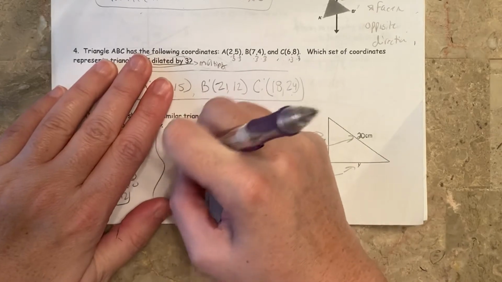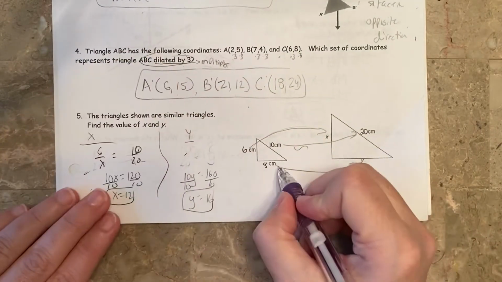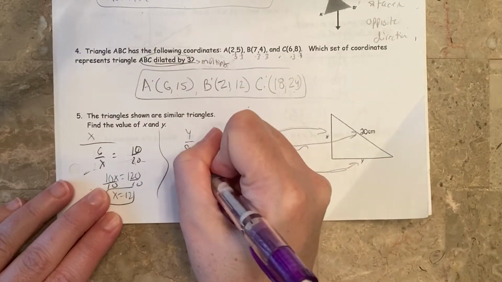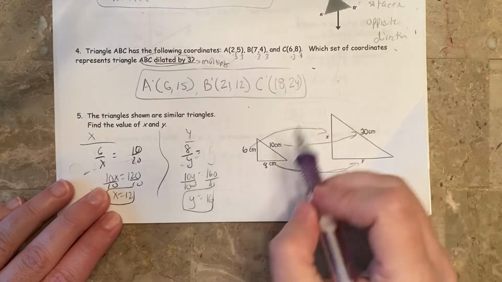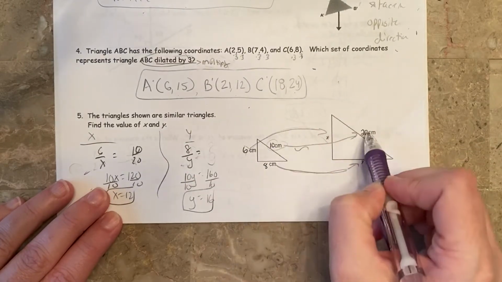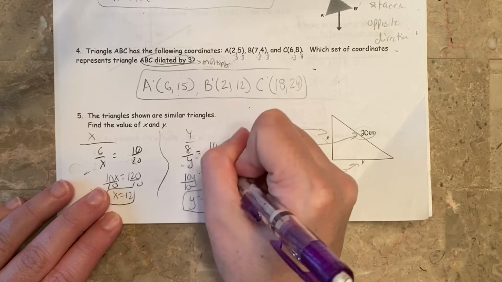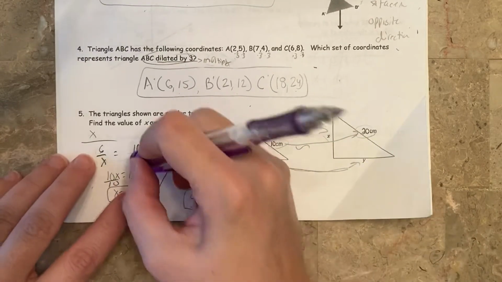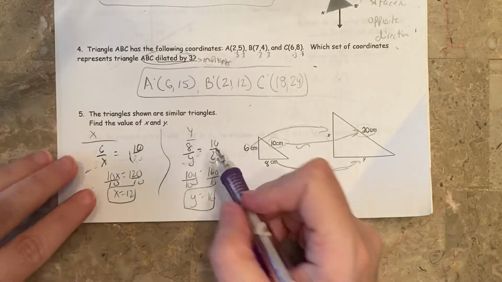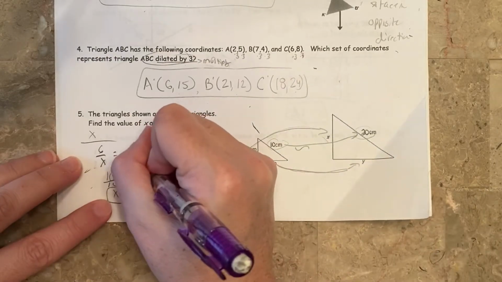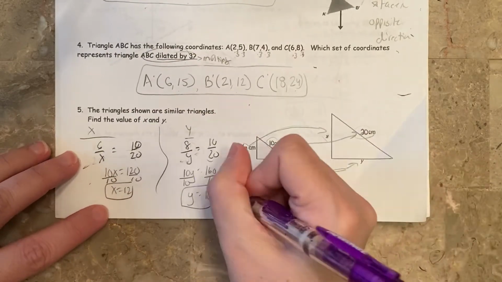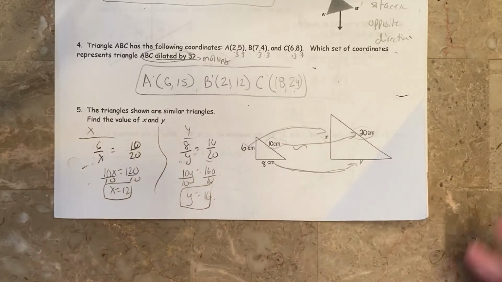And then for the second one, remember that you want to use the ones that have the y, so 8 over y. And then you have to use, so ignore the x's, the fractions or the corresponding sides that have the numbers. So you'll have 10 times y, which is 10y. And then you'll have 8 times 20, which is 160. Divide both sides by 10, and y equals 16.